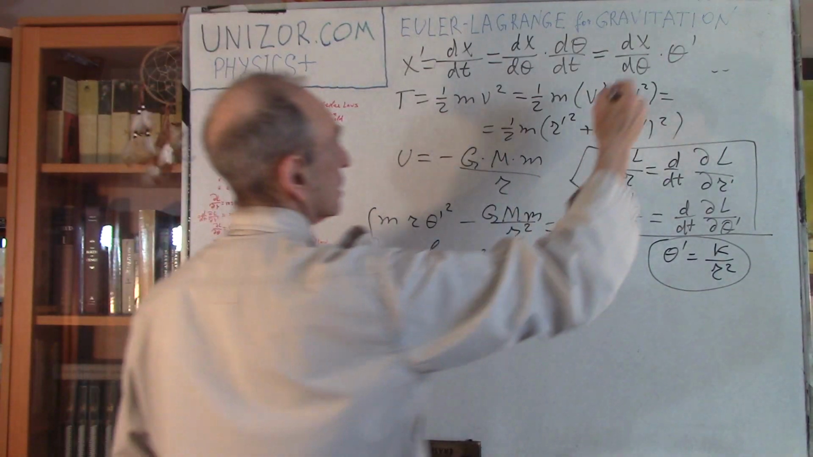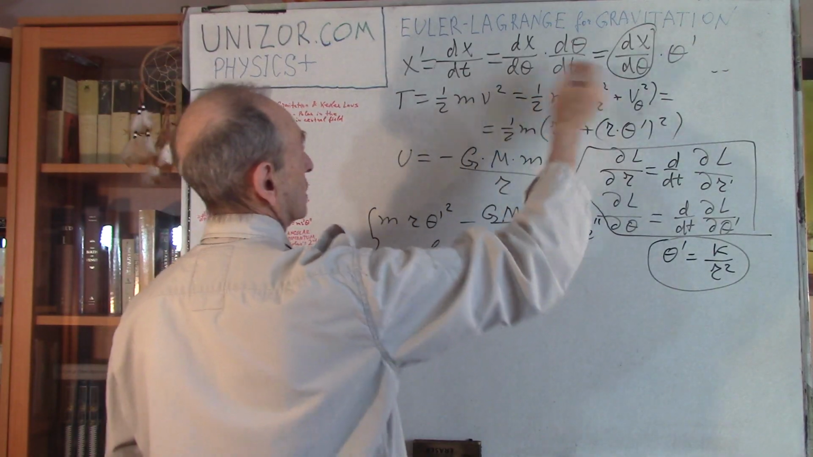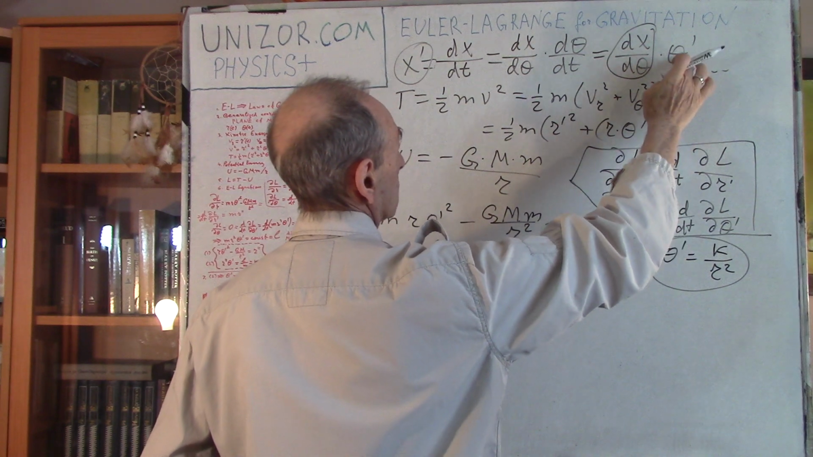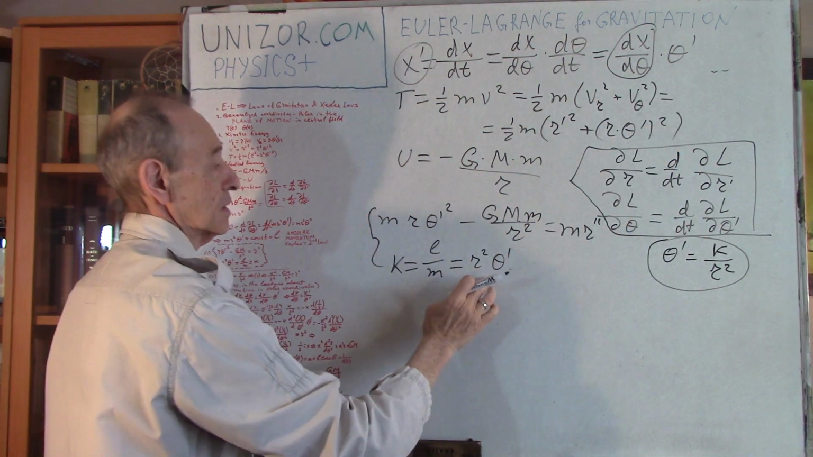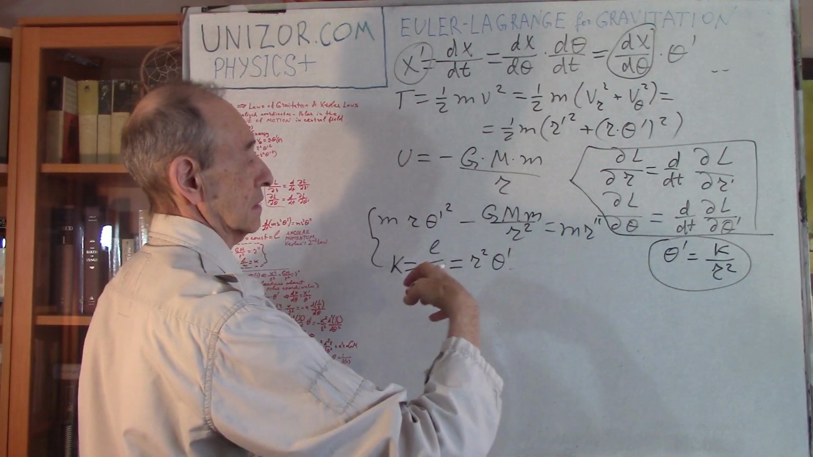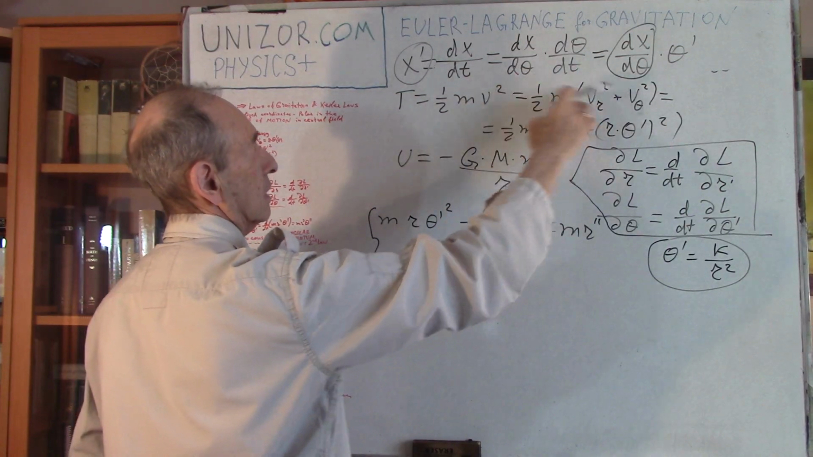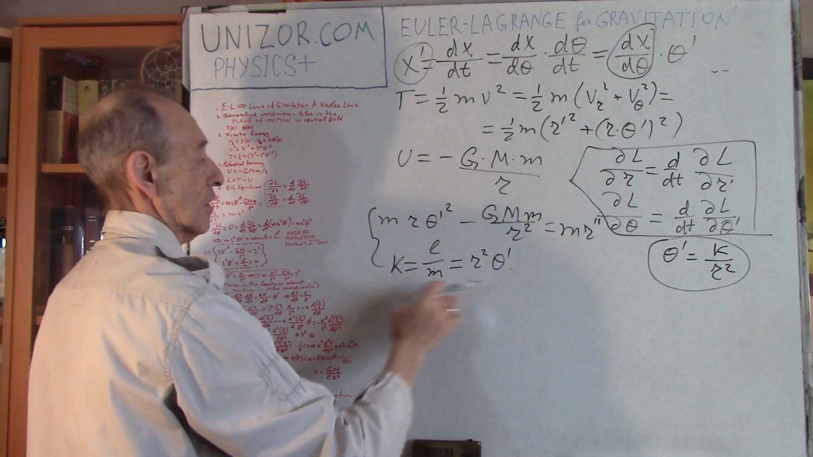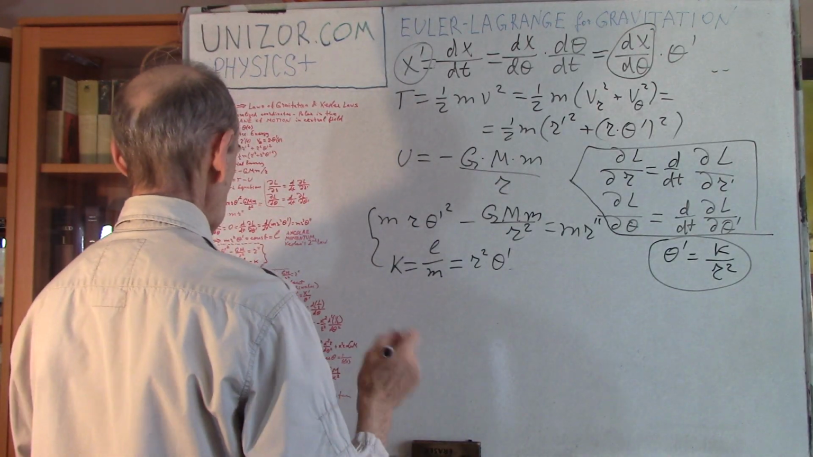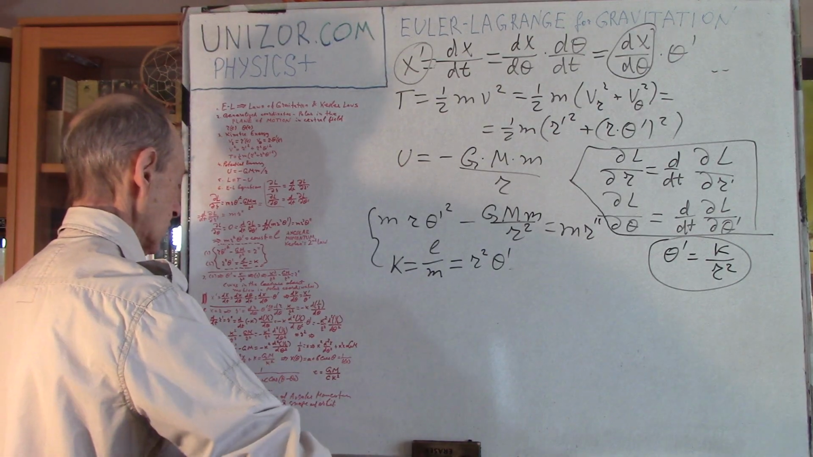So as you see, we can always use, instead of this, we can use this. And again, theta prime would be derived from here. And that's how we get rid of the derivative by time, using derivative by theta and theta prime, which in turn is derived from r. Okay, so this is just a little gymnastics. So let's do it this way.